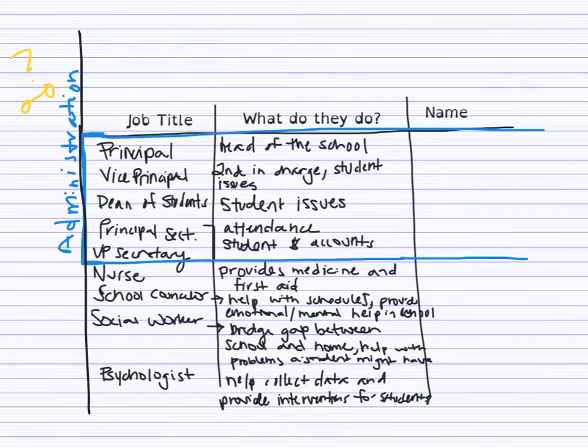So that's one. I'm going to go ahead and take another color to chunk up the second half. So from nurse down to school psychologist, I'm going to draw a box around those. And we had a label for administration, so we should have a label for this. This group is called student services.